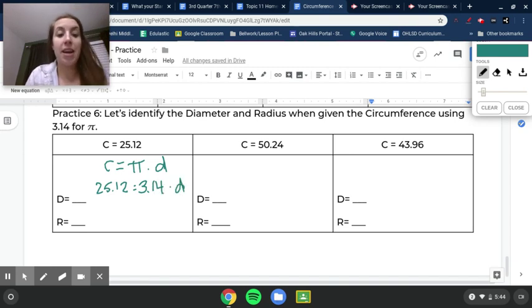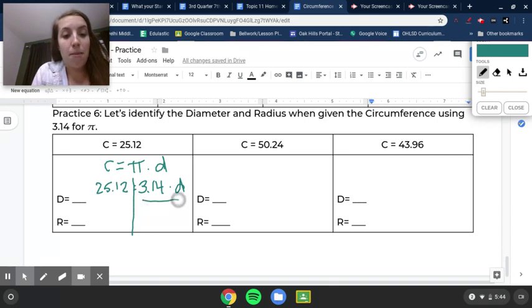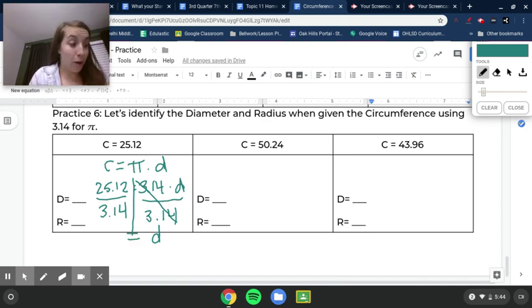Okay, if I need to find the diameter, I'm going to do the opposite of what's being done to it. So currently the diameter is being multiplied by 3.14. The opposite of multiplying by 3.14 is dividing by 3.14. So to get the diameter by itself, divide by 3.14, divide by 3.14. This cancels, leaving you with just the diameter. And then in your calculator, put 25.12 divided by 3.14, and you'll get that the diameter is 8. Remember, the diameter is the longer line, which means the radius is the shorter line, which means half of 8 is 4. So it's quick to find the radius.